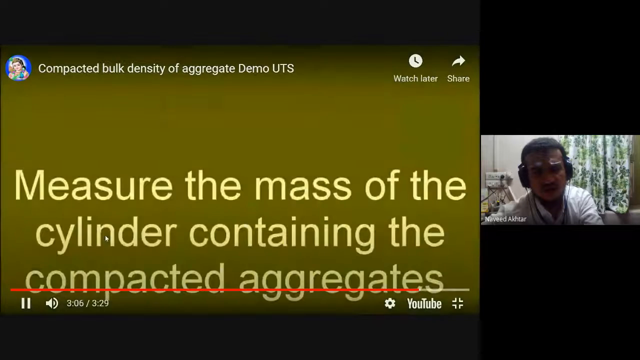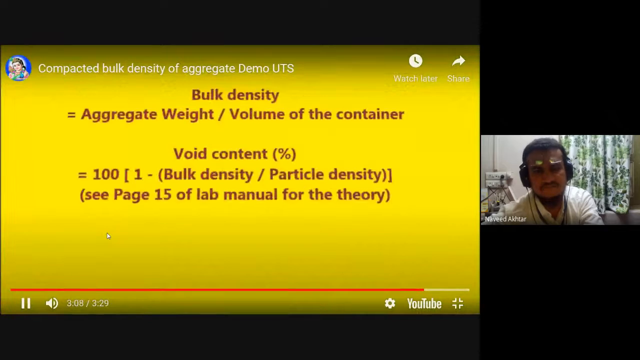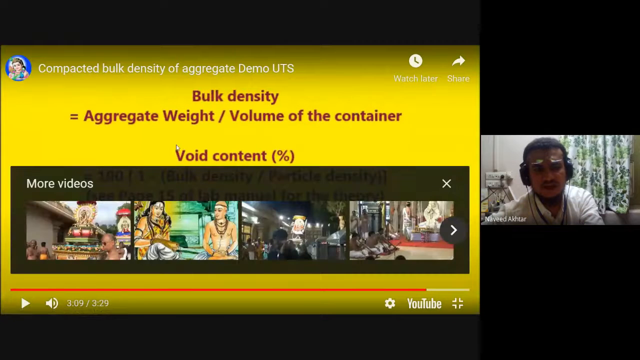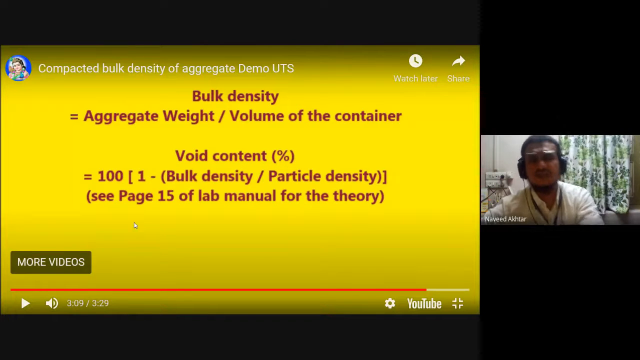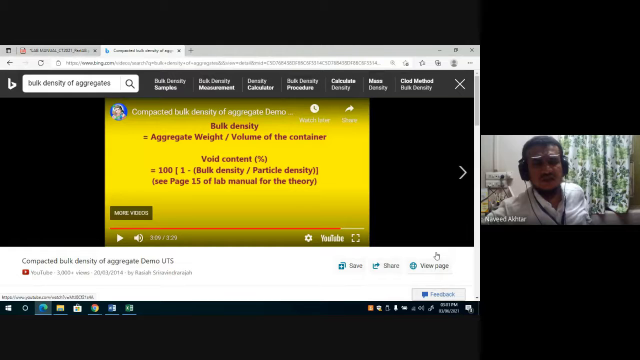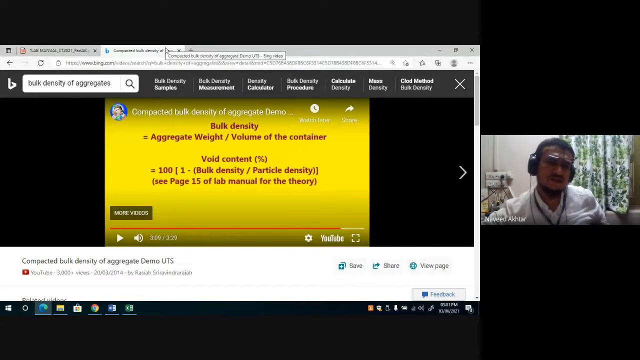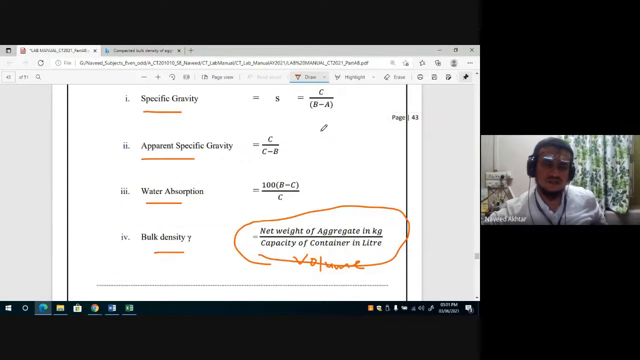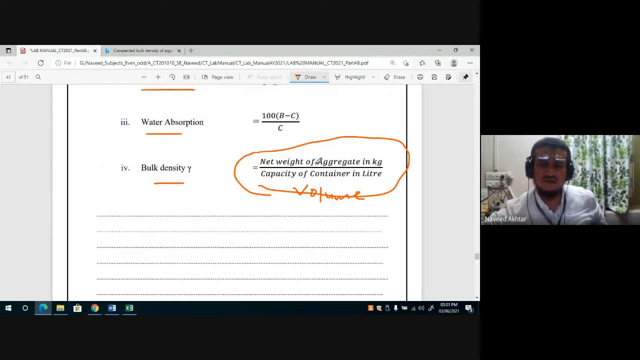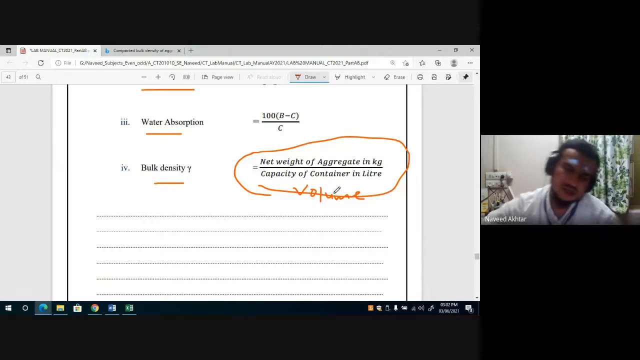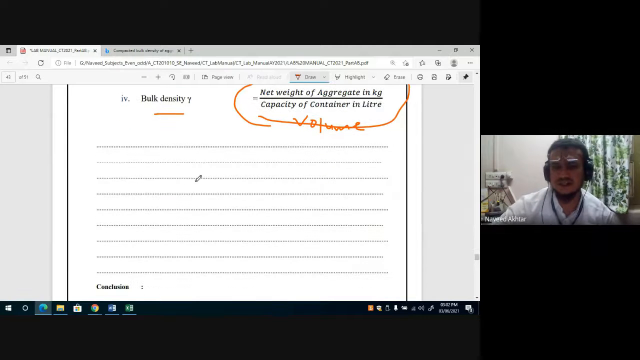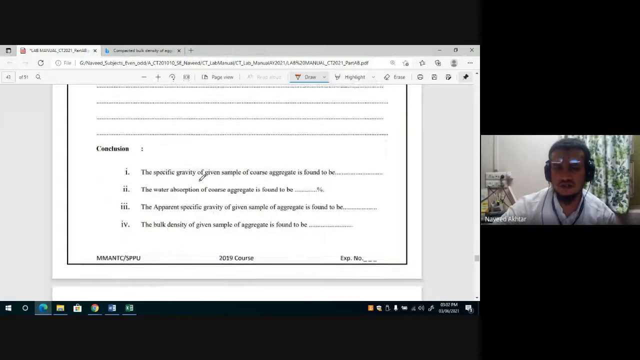Measure the mass of the cylinder containing compacted aggregate. The aggregate weight divided by the volume of the container gives the bulk density of the container. So this is a very simple experiment you can perform on fine and coarse aggregate using different containers, and the bulk density is recorded: the net weight of aggregate, whatever it may be, divided by the volume of the container gives the bulk density in kg per cubic meter.